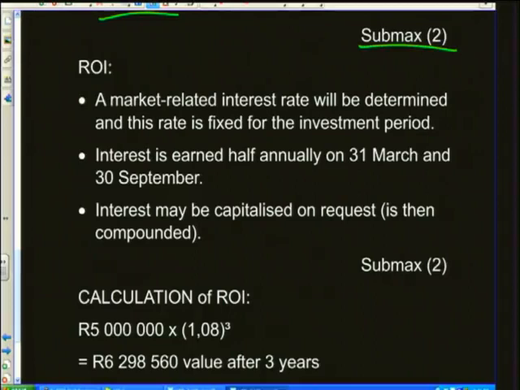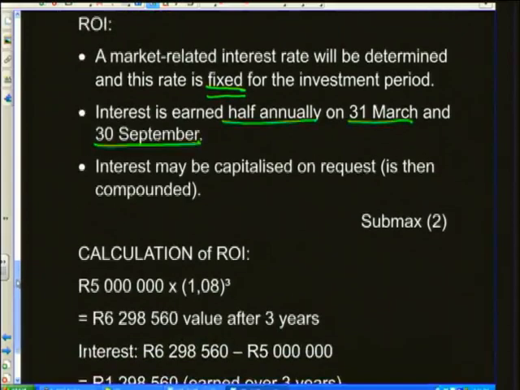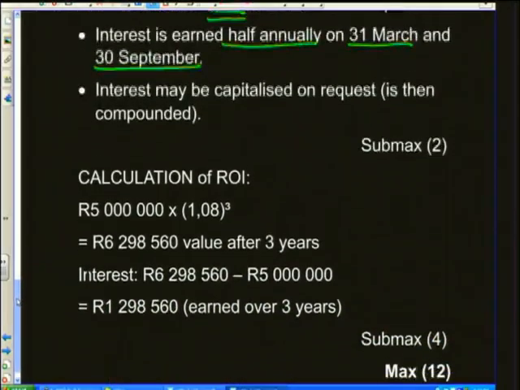A market-related interest rate will be determined, and this rate is fixed for the investment period. It's very important there, fixed. Interest is earned half annually on the 31st of March, and then the other half on the 30th of September. Interest may be capitalized on request and is compounded annually, right? So that's just where we add it to our capital amount there.